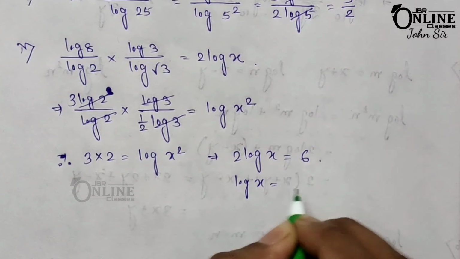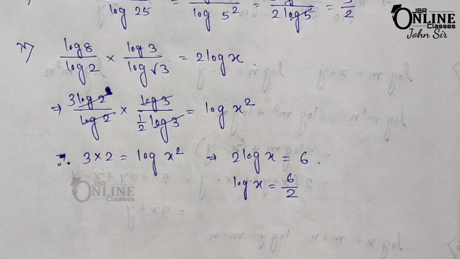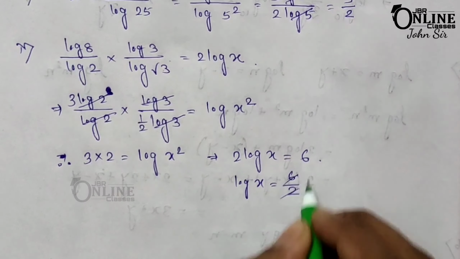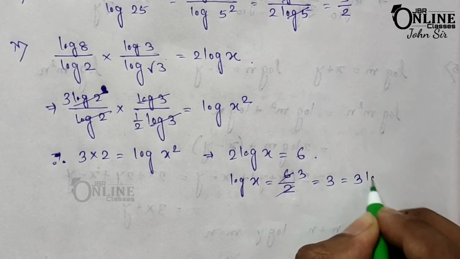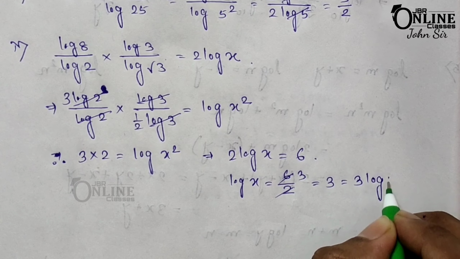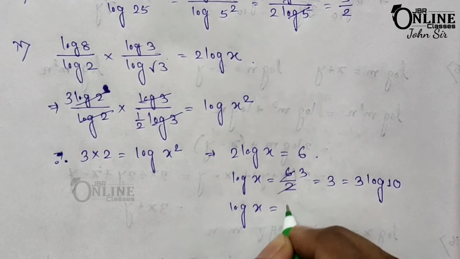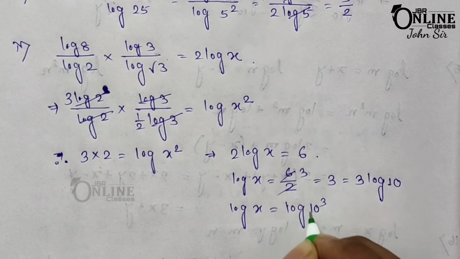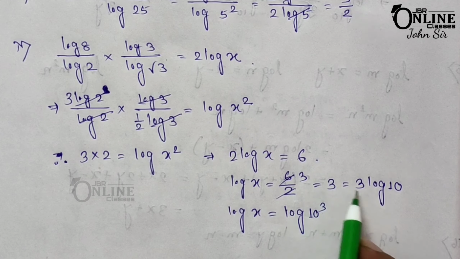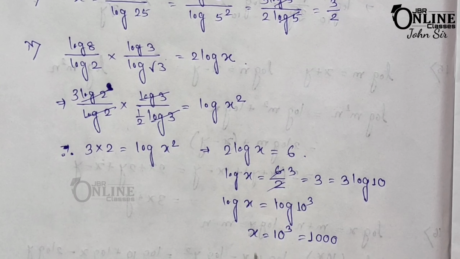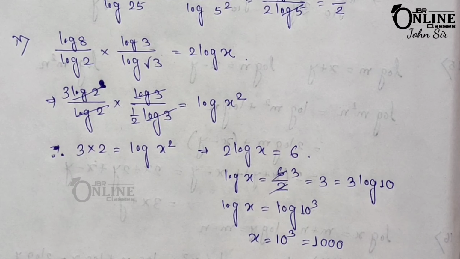So log x equals 6 by 2, that equals 3. Now 3 means here you can write 3 log 10. So that equals log x, log 10 to the power 3. 3 log 10 means 10 to the power 3. Here 3 means 3 into 1. So finally x equals 10 to the power 3, that equals 1000.